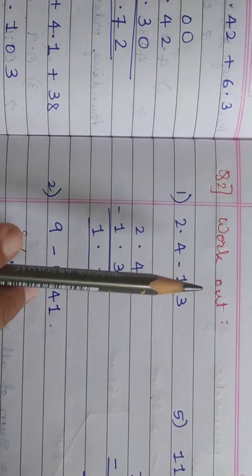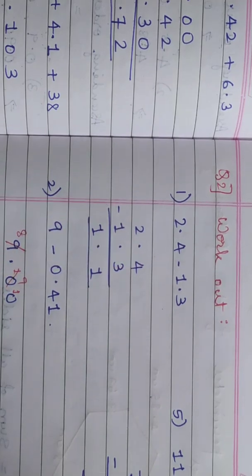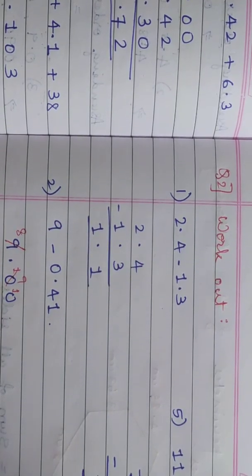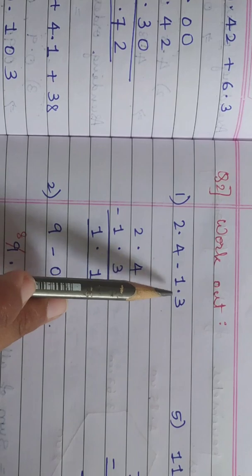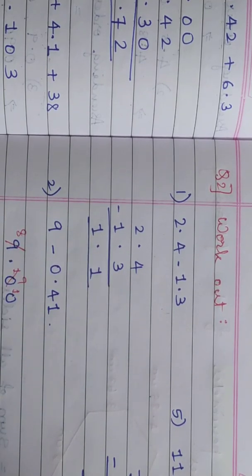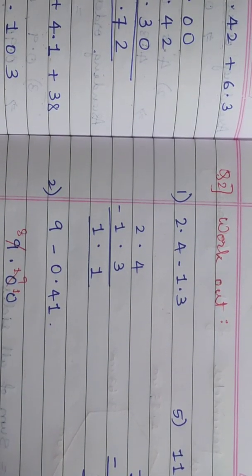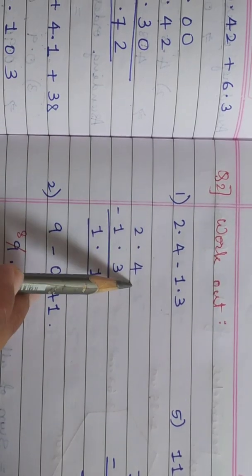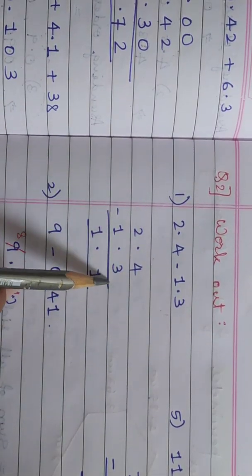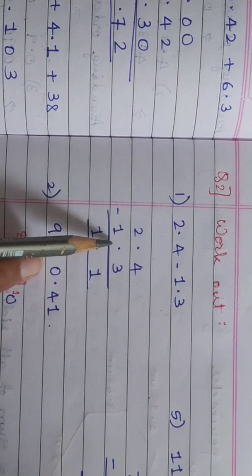Now the next question is work out again, but here we have to subtract the numbers. So the first one is 2.4 minus 1.3. For subtraction also the decimal point should come one below the other. So the first number is 2.4 minus 1.3. Here also you can see that the decimal points I have put one below the other.